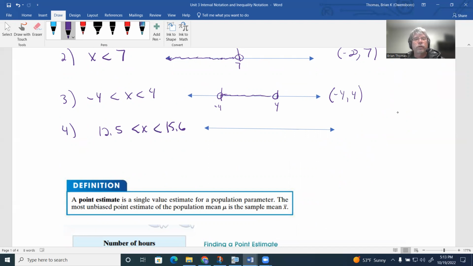If we have 12.5 to 15.6, again, the 12.5 would be my left bound. The 15.6 would be my right bound. And again, neither one of them is included. So we'd be using parentheses in that situation. So 12.5 to 15.6. It kind of looks like an ordered pair, but this is actually called interval notation. So you just have to pay attention to context, because some things can look the same.